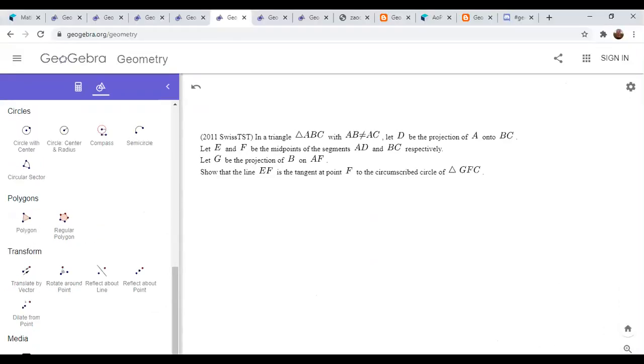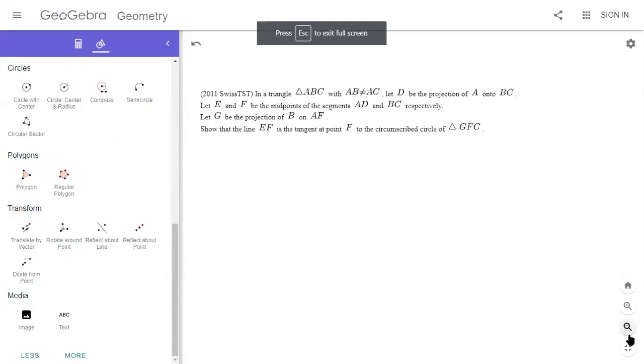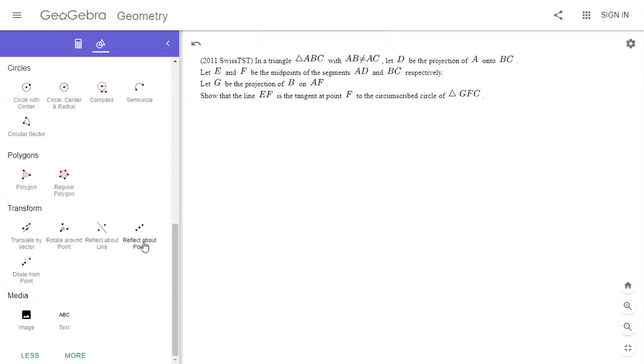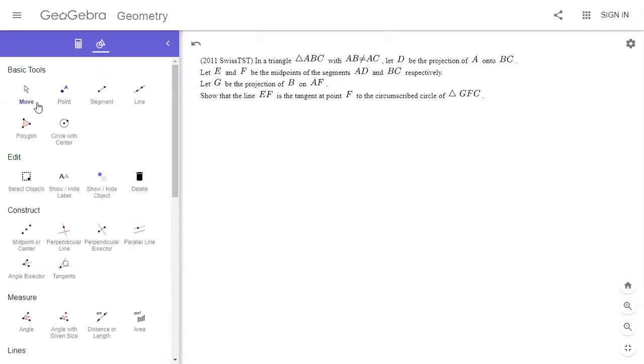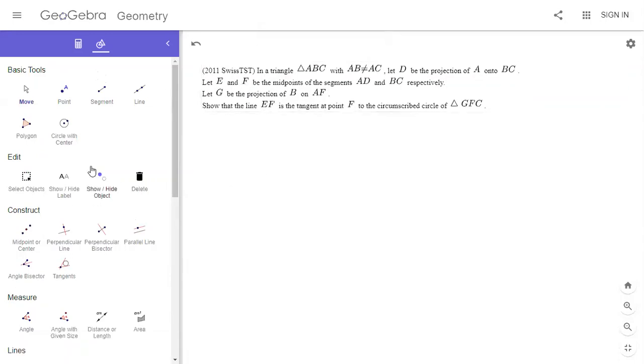Okay. Let me see how much. Oh, I got to plug in my computer. Hold on one sec. All right.